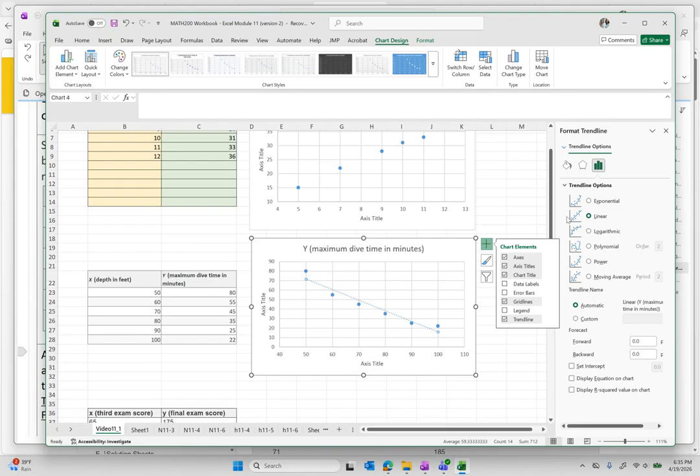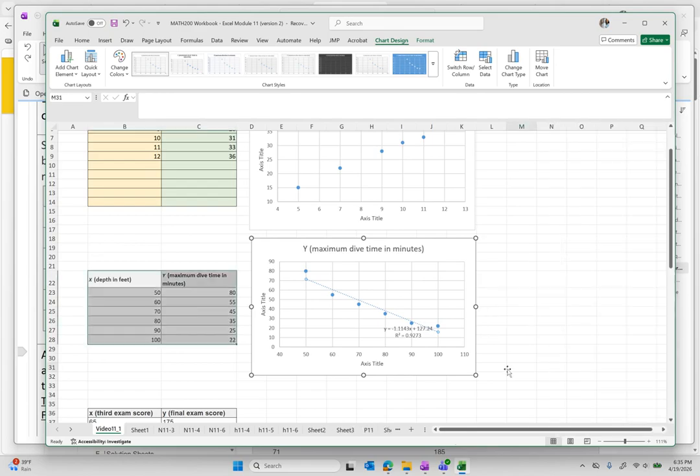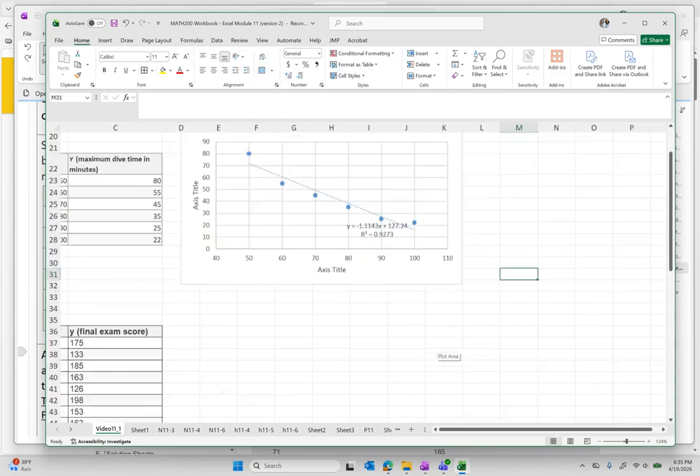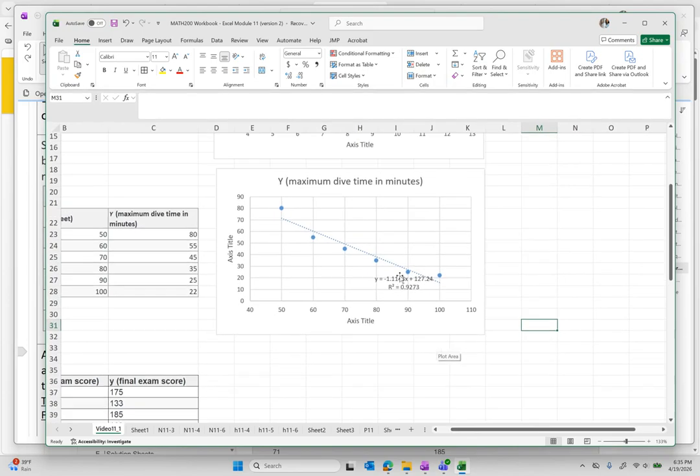It defaults to a linear trend line and we are interested in a linear correlation, so we will leave it here. We want to display the equation on the chart, so make sure you click this box here at the bottom right. We also want to display the R squared value on the chart, which we will use later in this chapter. I can now close all of these things and zoom in a little bit so that I can see my trend line.